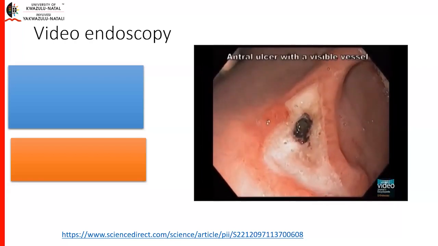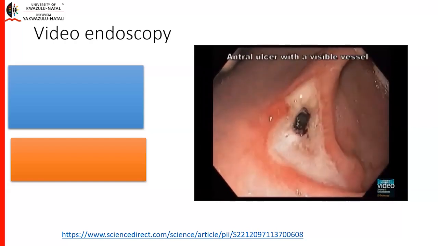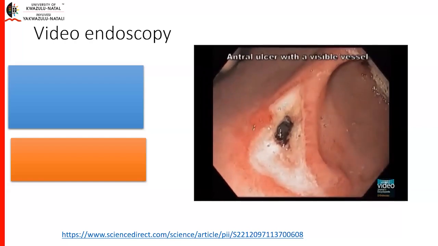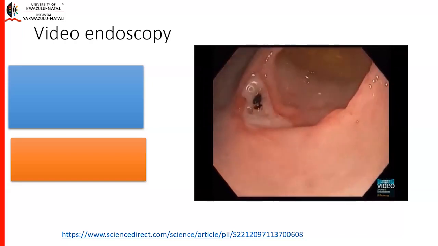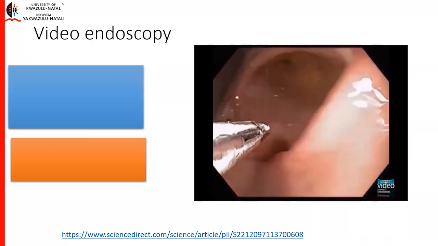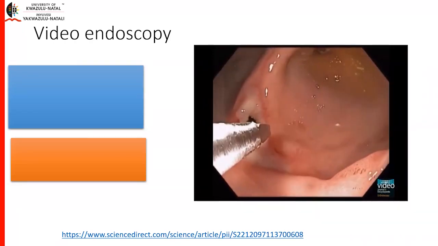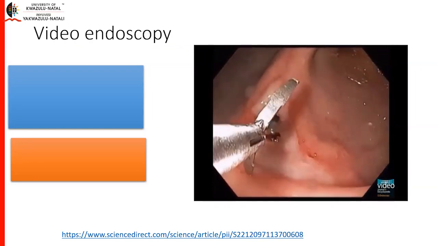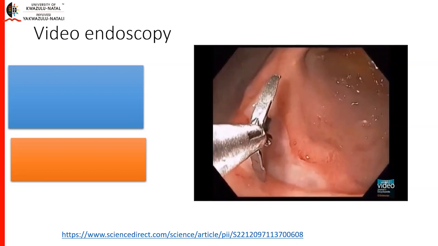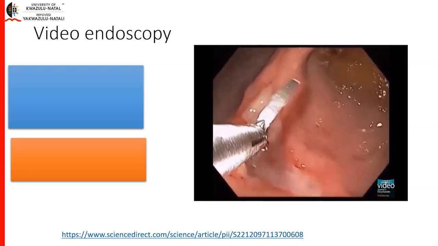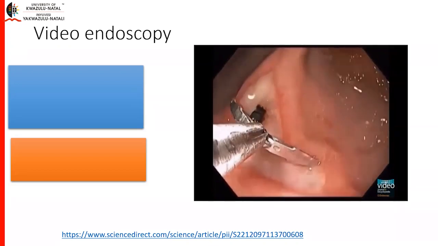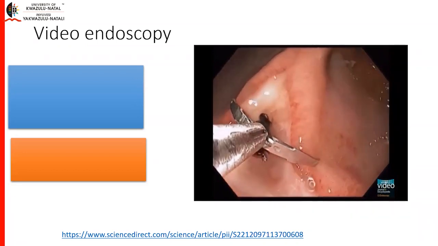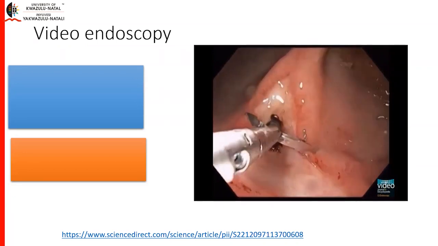A visible vessel can be seen in this antral ulcer. Endoclip application provides the ability to approximate the ulcer or defect margins as well as to achieve hemostasis. With these newer generation endoclips, en face or tangential application is equally effective.